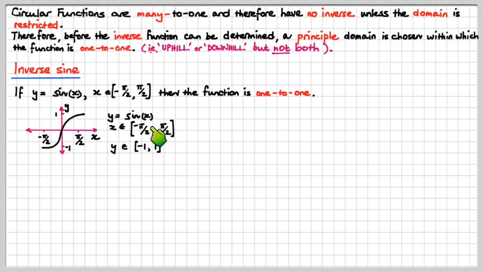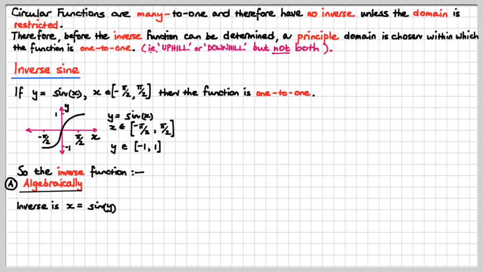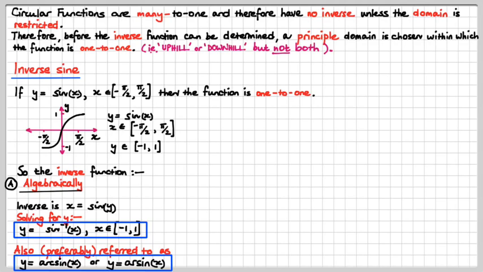So we know that x is from minus pi on 2 to pi on 2, and y goes from minus 1 to 1, and everything's good. So if you were to solve that algebraically, you'd say, okay, the inverse must be x equals sine y. So in other words, y is an angle. So if we would express that, solving for y, we'd say y is the angle whose sine is x, where x goes from minus 1 to 1, because that's the domain of the inverse, which is the same as the range of the original function.